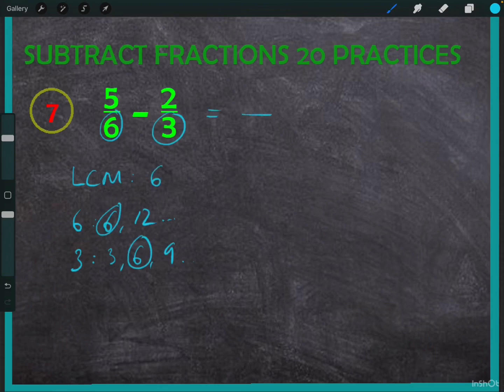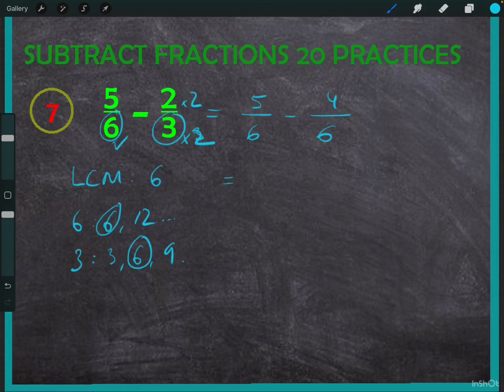From here, we will convert the two original fractions into two new fractions with the same denominator, which is the LCM, number 6. For the first fraction, we don't need to convert because it has the number 6 in the denominator already, so we just write again 5 over 6. For the second fraction, to get 6 from 3, we must times 2, and when we times 2 to 3, we must times 2 to 2. 2 times 2 is 4. So 4 over 6 is the equivalent fraction of 2 over 3.